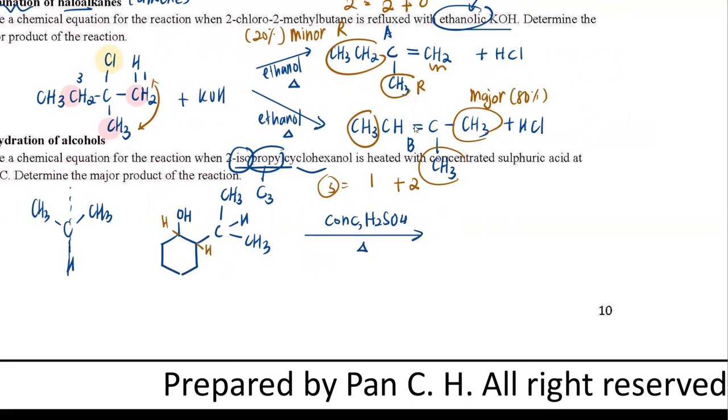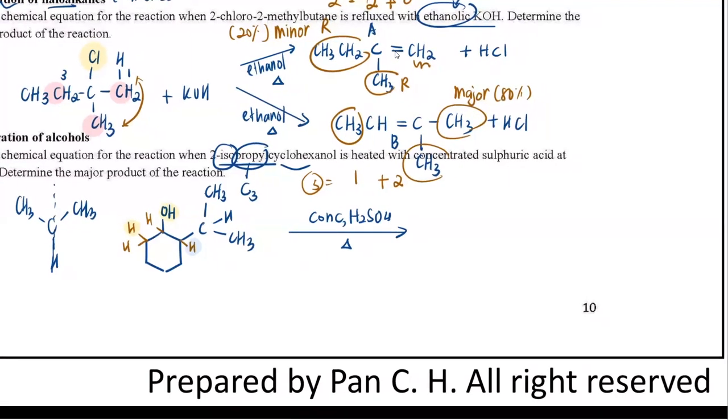This OH group later will combine with either the hydrogen here or the hydrogen here to form a double bond. It depends on the conditions, on the major and minor products. So we take the yellow color one first. The yellow color one will form a double bond on the left hand side.